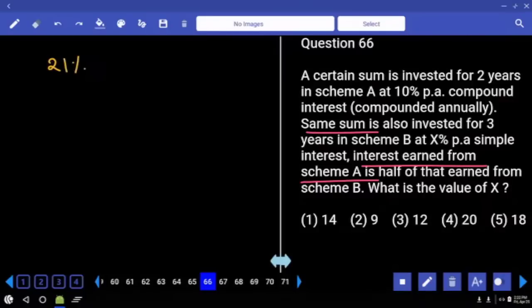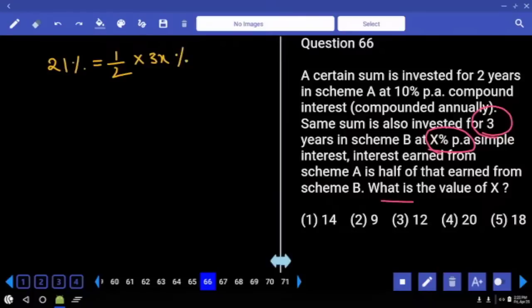The compound interest received from scheme A is equal to half of that earned from scheme B. Half of the interest earned from scheme B. In scheme B, what is the rate of interest? x%. And that is for how many years? Then that will be equal to 3x% only. Now what is the value of x? 3, 7 times, 2 goes to the other side, x is equal to 14.